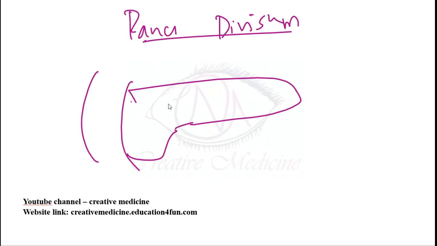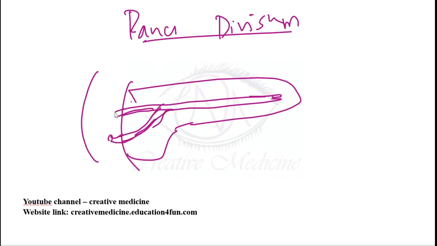Normally, the main pancreatic duct will drain the whole body along with the head, and it drains into the major duodenal papilla, whereas the accessory pancreatic duct will drain into the minor duodenal papilla. Along with the main pancreatic duct, the common bile duct will also come and drain through the major duodenal papilla. So this is what is normally seen.